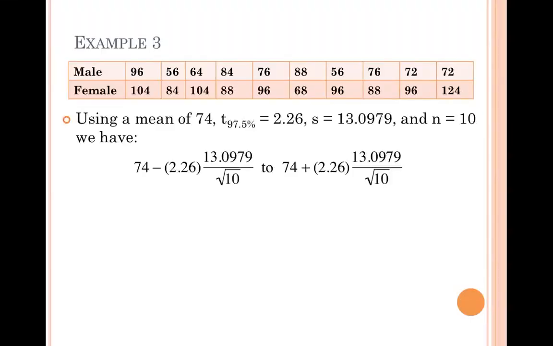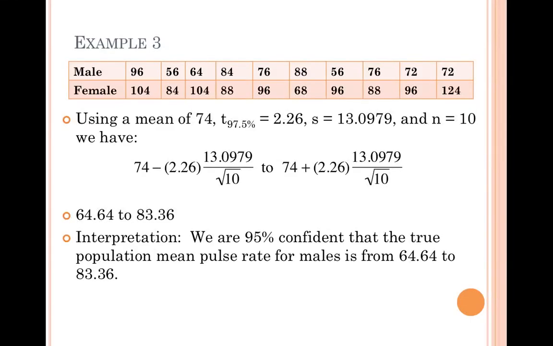So when asked to interpret, we're going to use our standard interpretation. We are 95% confident that the true population mean pulse rate for males is from 64.64 to 83.36.